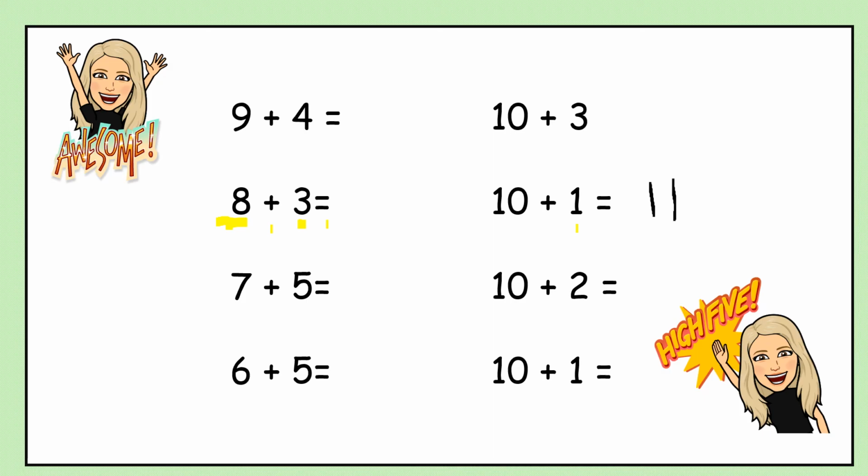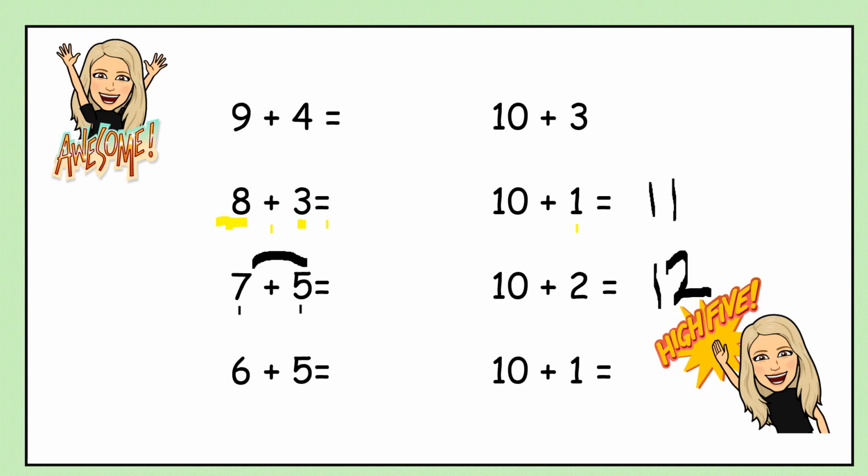Okay, move on to the next one. 7 add 5. I have 7. How many more do I need to make 10? That's right, 3 more. So I'm going to take 3 from the 5, move them across. So my new number sentence becomes 10 plus 2. And that's easy to work out. 10 plus 2 is 12.